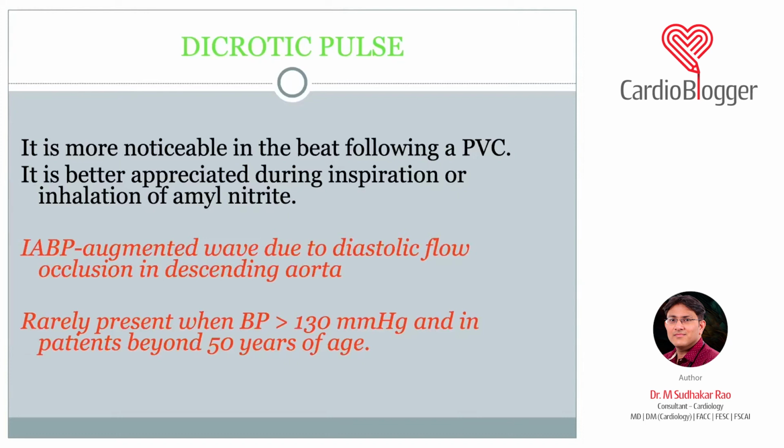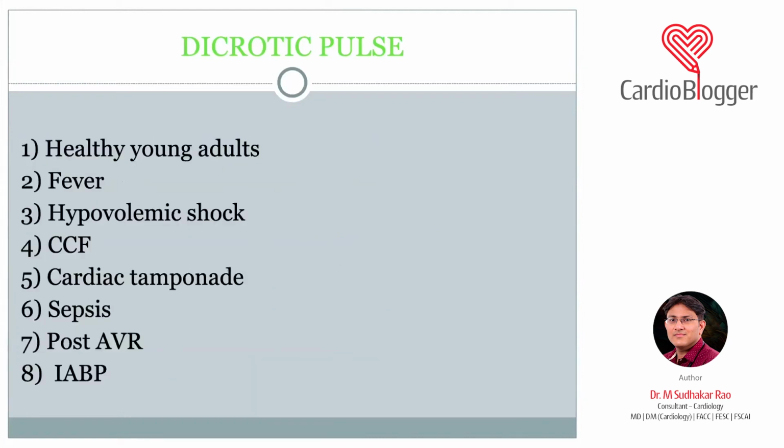So a dicrotic pulse is rarely present when the BP is more than 130 and when the patient is above 50 years of age. It is also appreciated better after a premature ventricular contraction. So you get a dicrotic wave sometimes in healthy young adults who have a lower systemic vascular resistance, after a fever, hypovolemic shock, or sepsis, where the systemic vascular resistance decreases. Rarely you can still find it in patients with CCF, because in CCF usually the SVR is high, and in cardiac tamponade, also following an IABP and post AVR, you may find a dicrotic pulse. You can remember a few causes like sepsis, low cardiac output, and IABP, which will be more than beneficial for you.